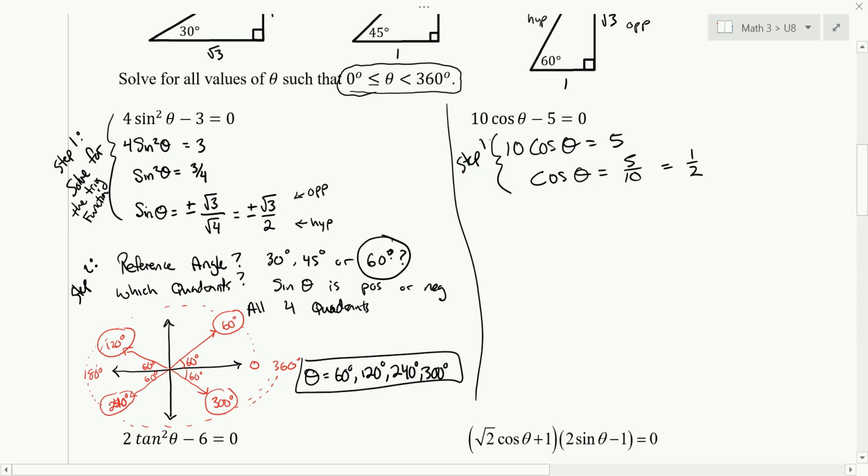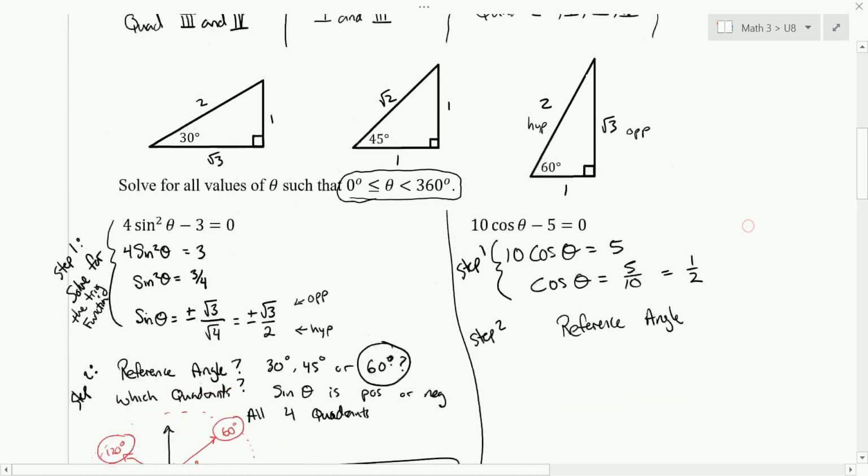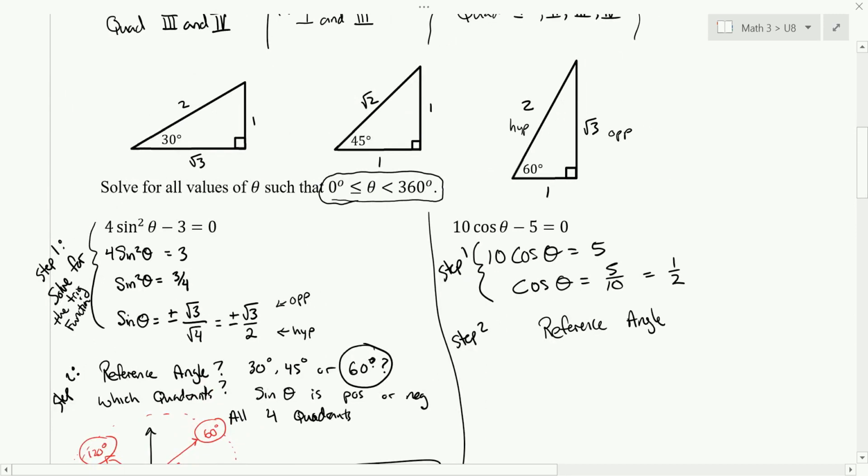Step 2, you ask 2 questions. What's my reference angle? You look at those 2 special right triangles. It's either going to be 30, 45, or 60. Which one gives you cosine of theta is 1/2? Cosine is adjacent over hypotenuse. If you look at the 60 degrees, adjacent is 1 and hypotenuse is 2, and it works out. So our reference angle is 60 degrees.